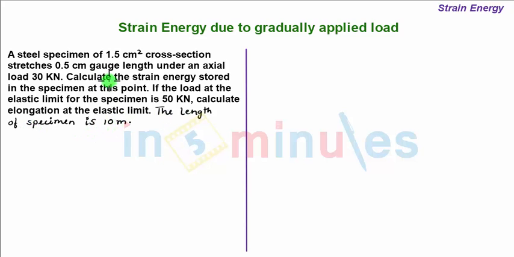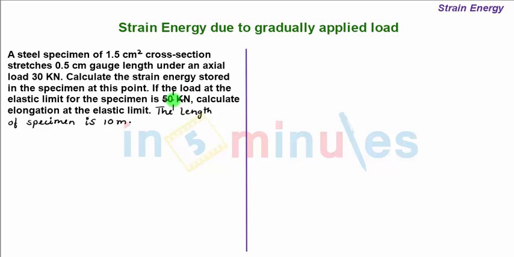So here we see this is again a case of gradually applied load. Since the mode of application of load is not given, we'll assume the gradually applied load. So we have a steel specimen of uniform cross section and length is 10 meter, which is being gradually applied load. We have been asked to find out the strain energy stored in the specimen when the load is 30 kN. Also, we've been asked to find out the elongation at the elastic limit load, which is 50 kN.